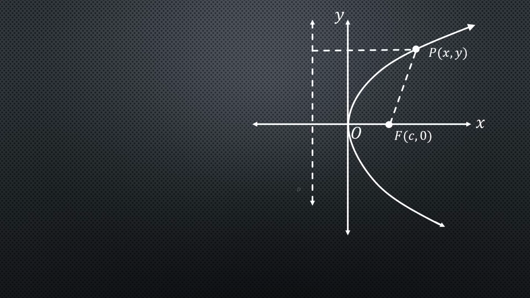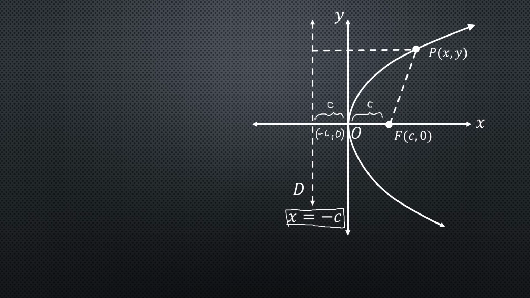And the directrix will have the equation x equals negative c. Since the distance between the vertex and the focus is c units, the distance from the directrix to the vertex must also be c units. Hence, the directrix passes through the point (negative c, 0). So the equation of the directrix will be x equals negative c.